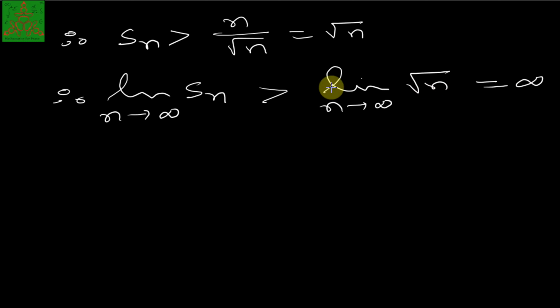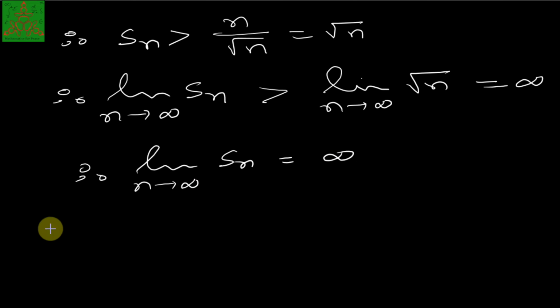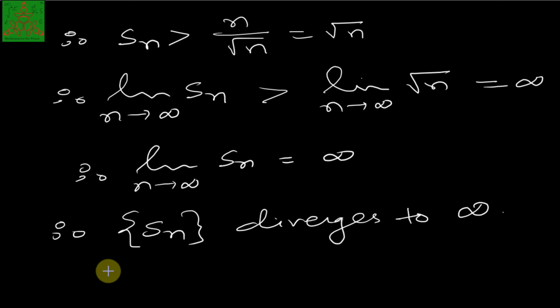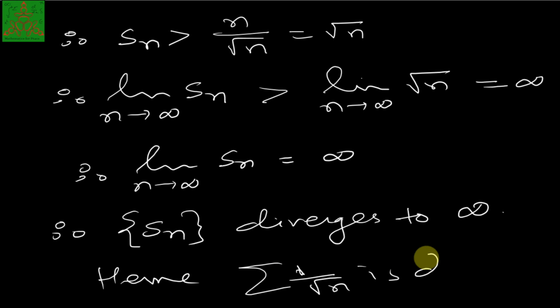But this limit is bigger than infinity, so that's why this gives me limit of Sn is also infinity as n tends to infinity. So therefore we can say the sequence of partial sums diverges to infinity. So hence the series summation of 1 upon square root of n diverges to infinity.